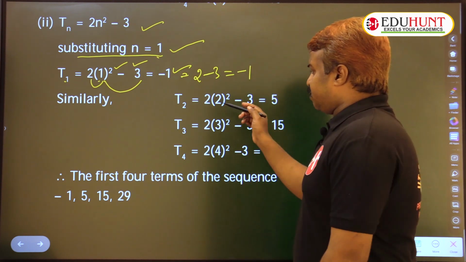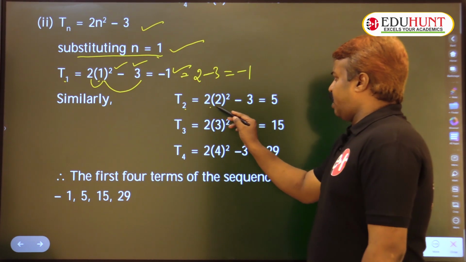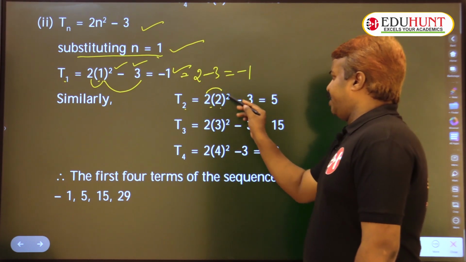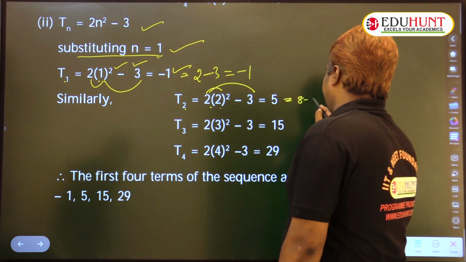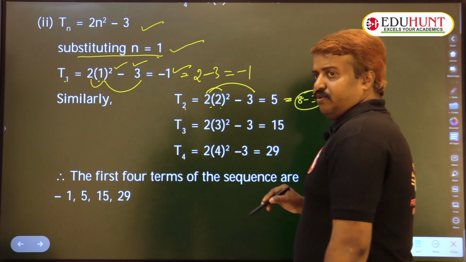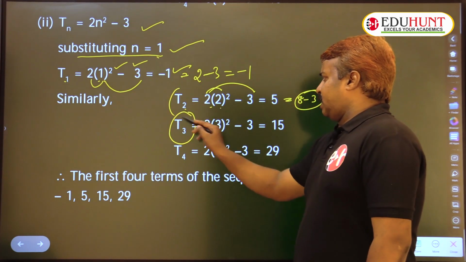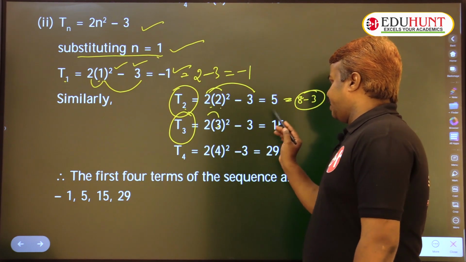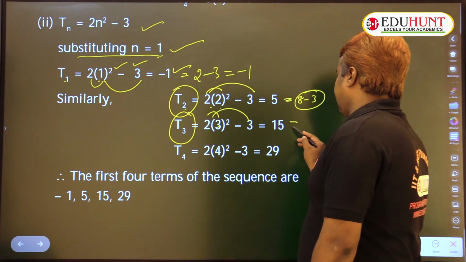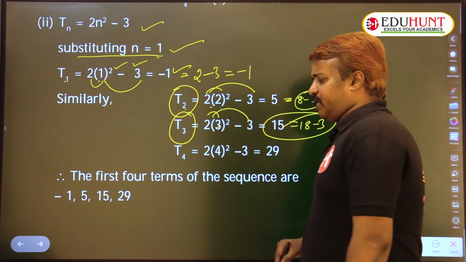So now n is equal to 2, you can write 2 into 2 square. 2 into 2 square means 4 into 2, 8. So now you get 8 minus 3, that is 5. Similarly 2 into 3 whole square, then you write T3. T3 is 2 into 3 whole square, 9, 2s are 18. 18 minus 3, the value is 15.